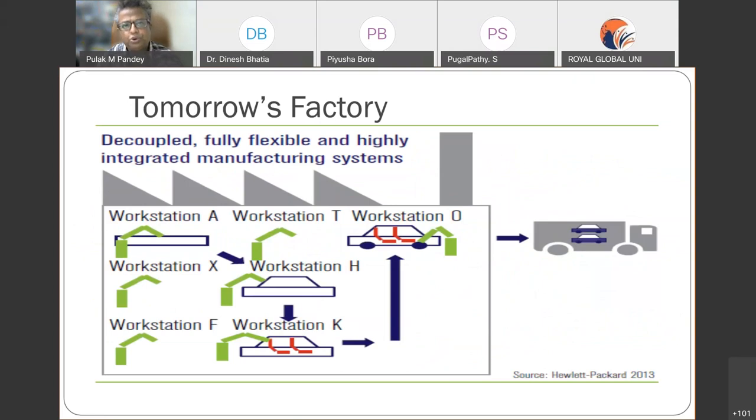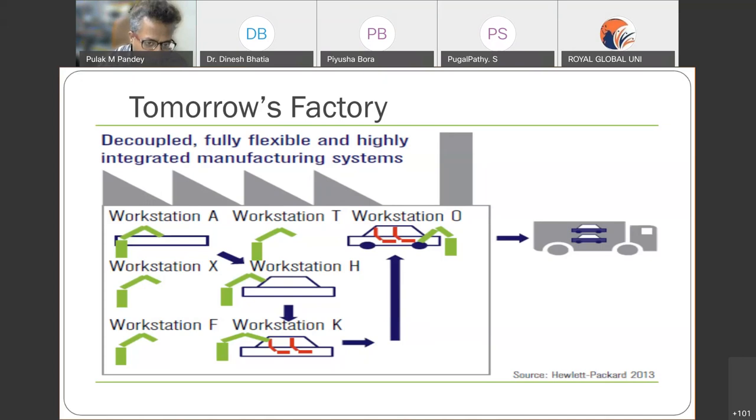tomorrow's factory or the future factory is something which is decoupled, fully flexible and a highly integrated manufacturing system. Here, what is likely to happen is that this whole thing will be driven by cyber physical systems. So in a cyber physical system, the digital information which is present will be used, if suppose there's a need to fabricate a component. This digital information present in the cloud will be dug out.